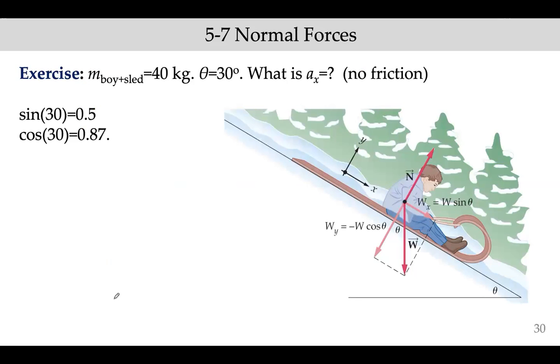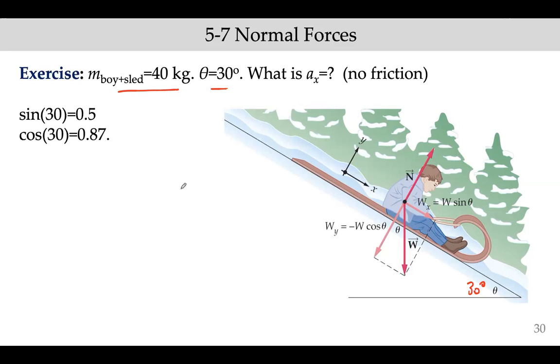So in this exercise, we have a boy on the sled. The total mass is given to be 40 kilograms, and the angle is given to be 30 degrees. So this angle is 30 degrees. The question is asking, what is the acceleration of this boy and the sled system? Now, in this problem, again, we will assume there is no friction.